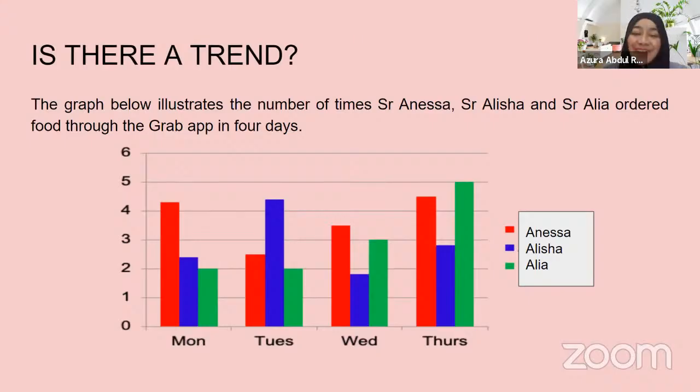Fluctuating. Right, very good, Shasha. Fluctuating trend, very good. So this is what a trend is about. Does it go up? Does it go down? Does it increase? Does it decrease? Does it fluctuate? If you see a wave-like thing, this is called a fluctuation. It goes up and down.